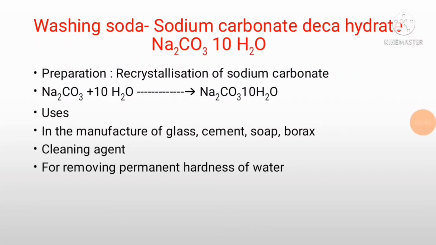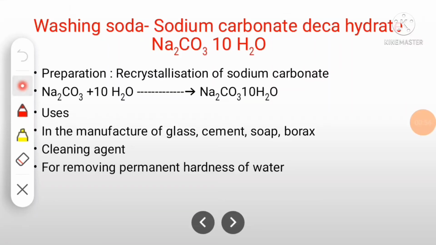And the uses of washing soda: washing soda is a transparent crystalline solid. It is used in the manufacture of glass, cement, soap, borax, etc. And it is used as a cleansing agent. And it is used for removing permanent hardness of water.